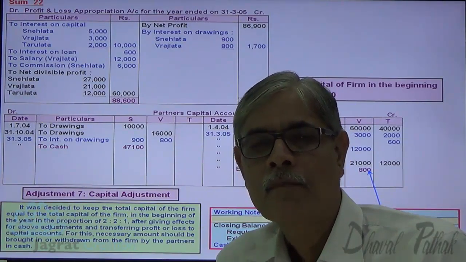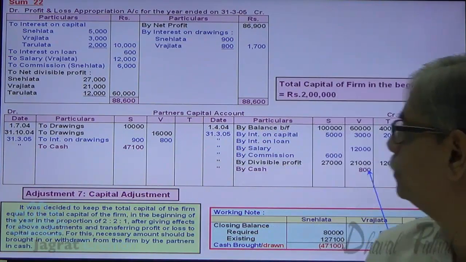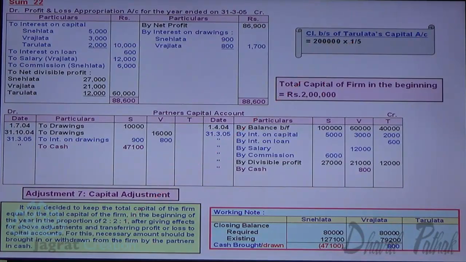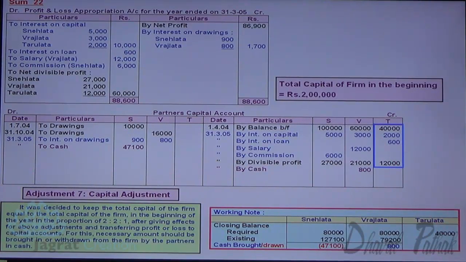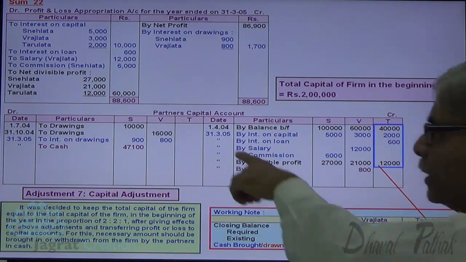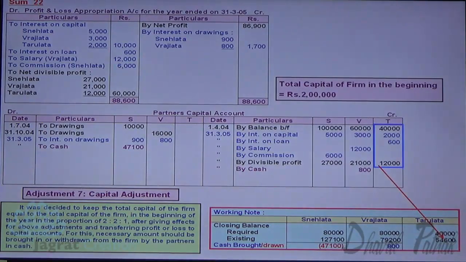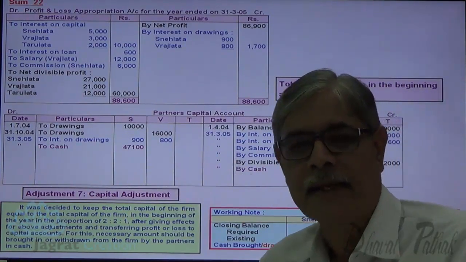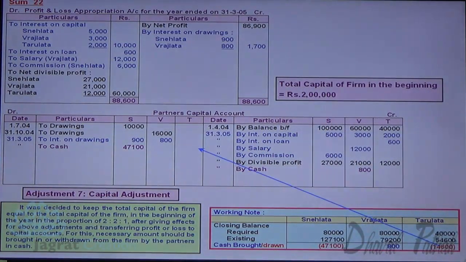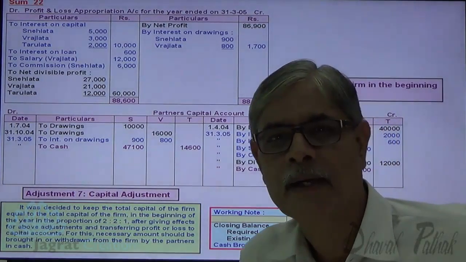Now let us work out in the same way the capital required and existing capital for the third partner. Capital required is 2 lakhs into 1 by 5, 40,000. Capital required for Tarulata is 40,000. Existing capital: 40,000 plus 2,000 plus 600 plus 12,000, that works out to be 54,600. Nothing is to be deducted because no entry is found on the debit side of Tarulata's capital account. So existing capital is 54,600 and 40,000 is the capital required. So she will withdraw 14,600. Tarulata is the receiver, debit the receiver. So 14,600 is debited to Tarulata's capital account and cash account is credited. This is how capital adjustment is taken care of.